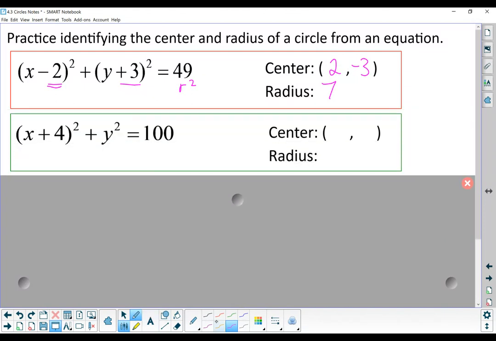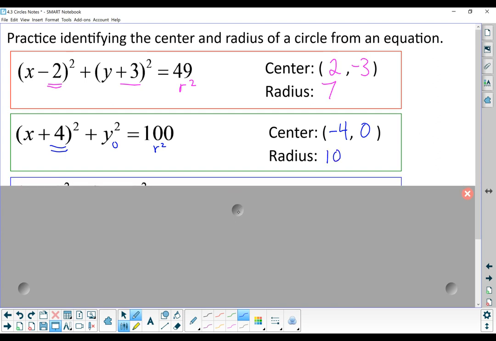For this one, if we're finding the center, we can see that x is at negative 4, but what's happening over here? This is a case where our center y-coordinate is going to be a 0. There's not a number being added or subtracted from that y. So our center would be at (−4, 0). And for our radius, remember that this number in the equation is r squared, so our radius here would be 10.